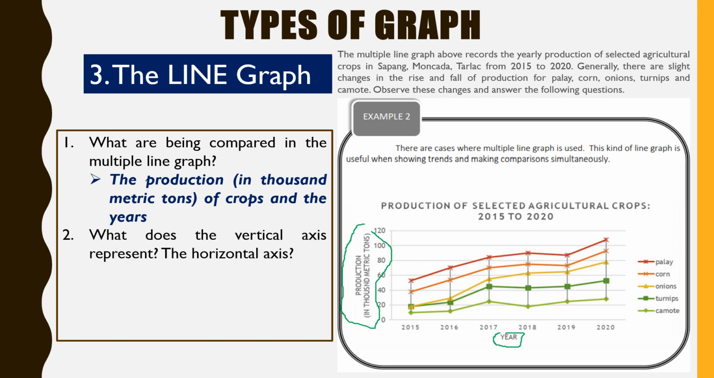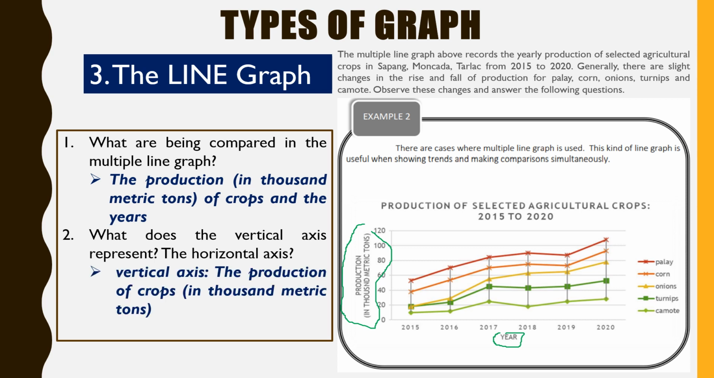Question number 2, what does the vertical axis represent? The horizontal axis. So same answer to that of number 1. We just label: the vertical axis focuses on the production of crops. The horizontal axis is on years.